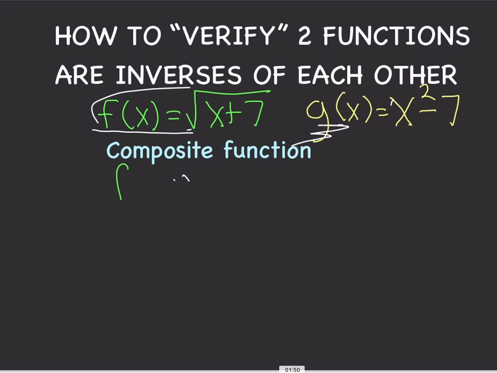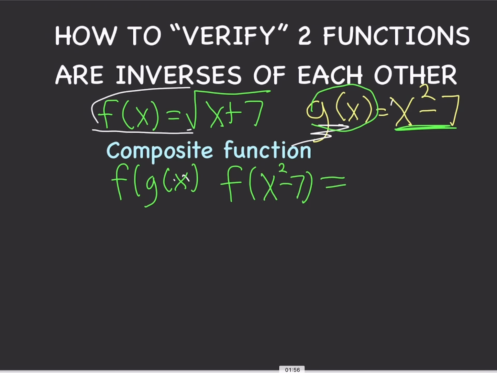So we're going to do the composite function again, where we have f of g of x, and we have to put in what g of x is. Well, g of x is the function x squared minus 7, so that is going to go into our parentheses there: f of x squared minus 7. Go to your f function, the square root of, and then instead of the x, I'm going to put in parentheses the x squared minus 7 that I'm replacing it with. Don't forget to add that plus 7 that's in there as well.